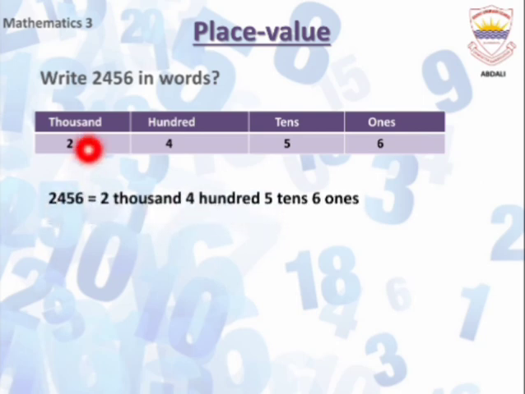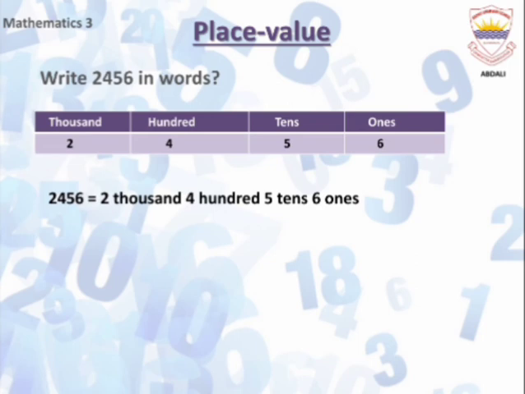The place value of 2 is 2000. The place value of 4 is 400. The place value of 5 is 5 tens, and the place value of 6 is 6 ones.